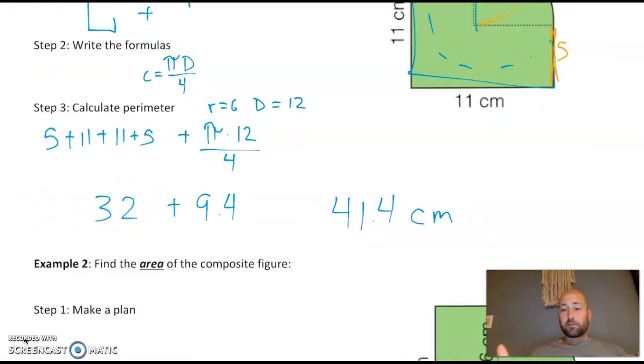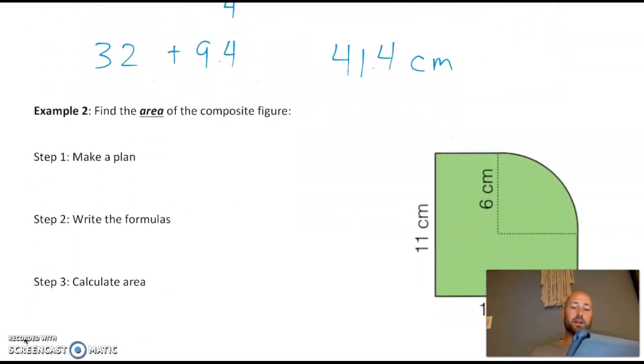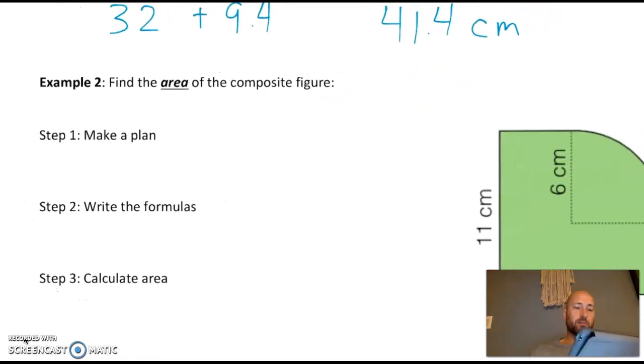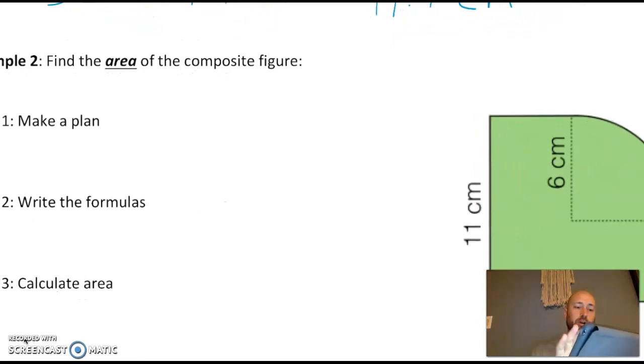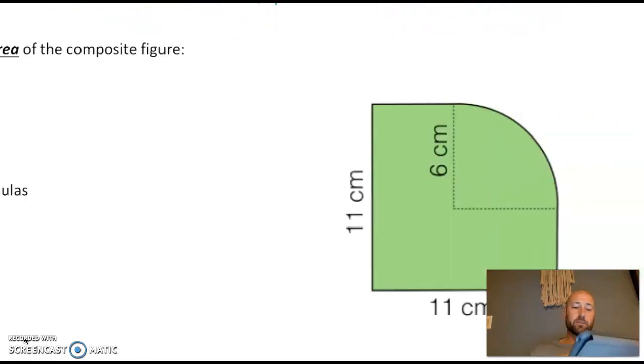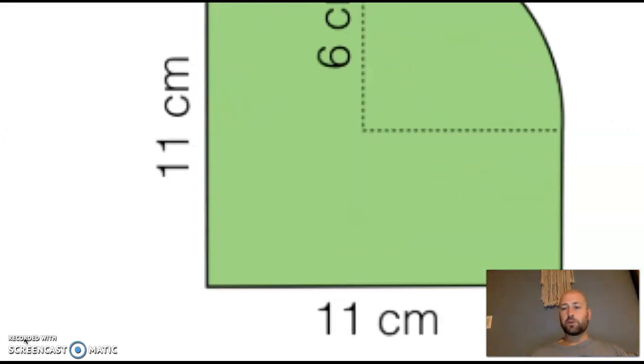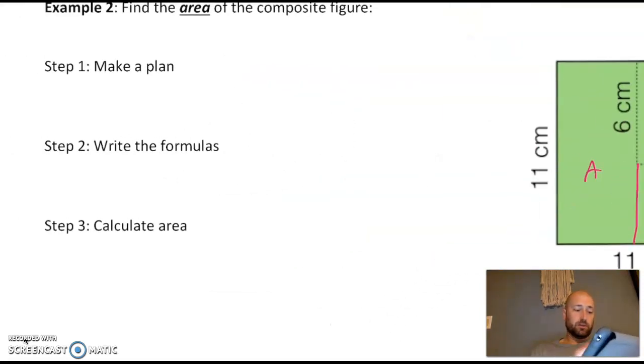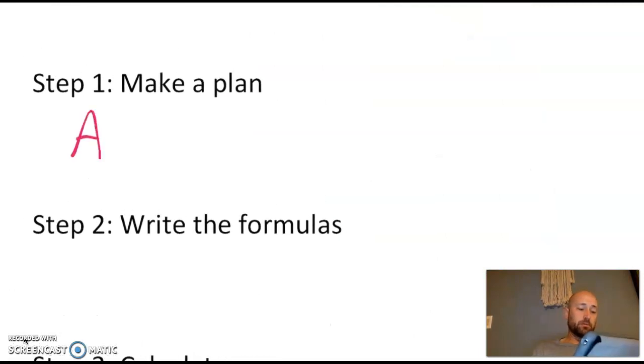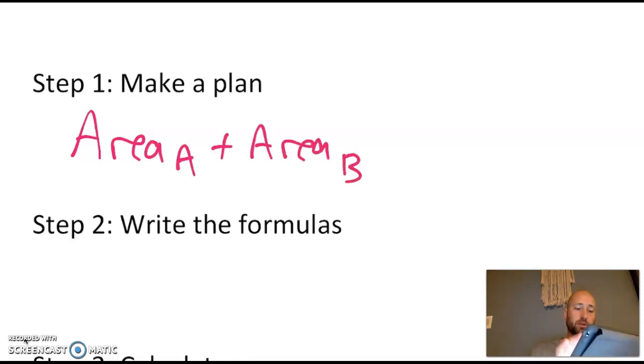Okay, plan it out. Make sure you're using the right formulas. Make sure you have all the pieces of the formula that you need. Okay, and again, this is the plan. I'm going to do this one a little different this time. I'm going to mark up my figure. I don't have a formula for an L shape, but I can split this into 3. So A, B, and C. So here's my plan: area of A plus the area of B plus the area of C.